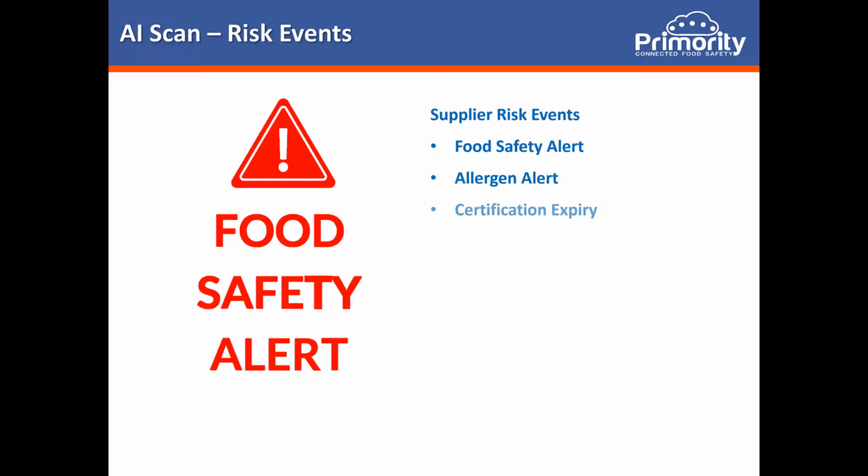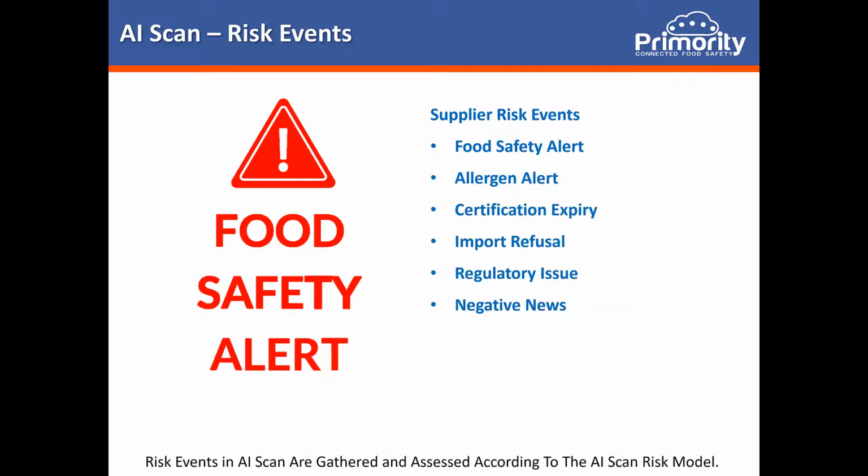So what events are we talking about? If any of these things happen in your supply chain with your suppliers, then you're going to be concerned about them: food safety alerts, allergen alerts, certification expiry, if one of your suppliers has had an import refusal somewhere, regulatory issues, or they're in the news for the wrong reasons. These are the sorts of starting points that we focused on when identifying problems in food supply chains.